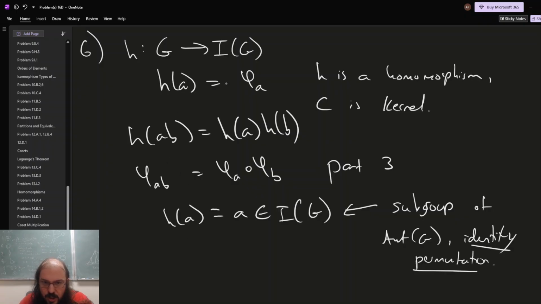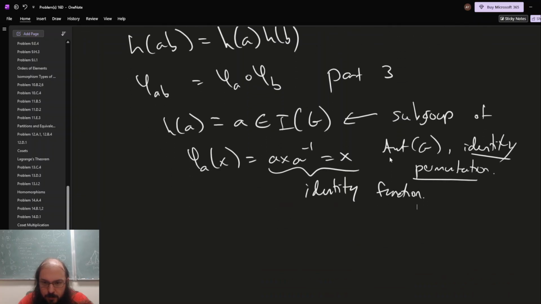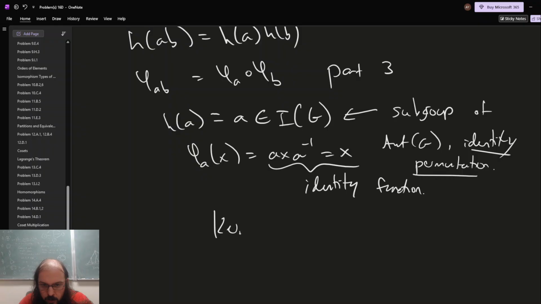Well, if h of a is equal to phi of a, phi a of x is a x a inverse, and I want this to be equal to x so that it can be the identity function. That is what we just said in the previous bit. The kernel is equal to the collection of a's where a x a inverse equals x, and we just said that that is exactly the center as defined.